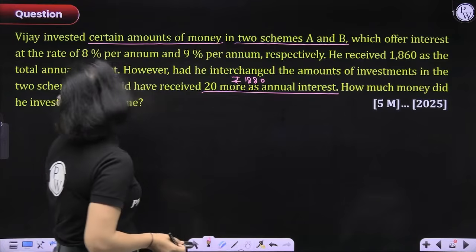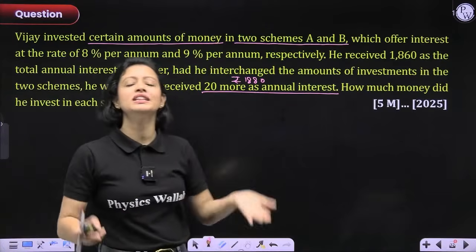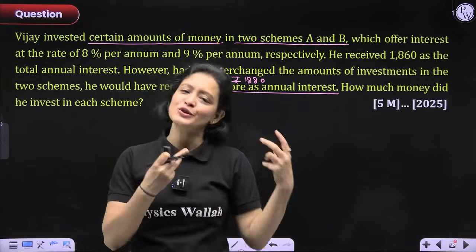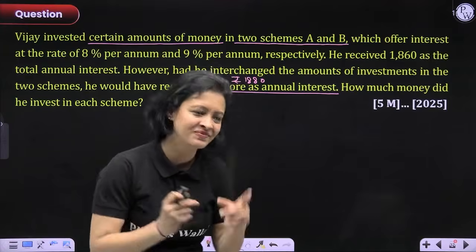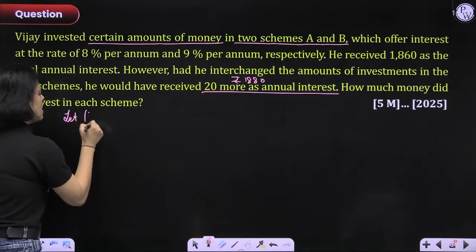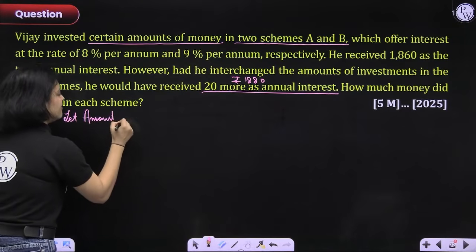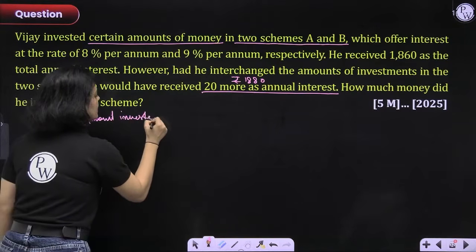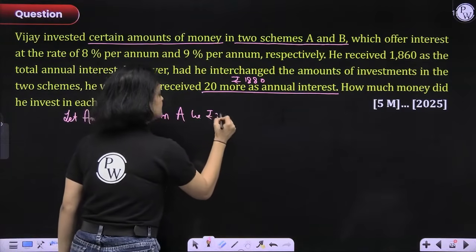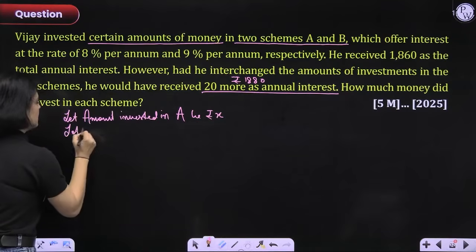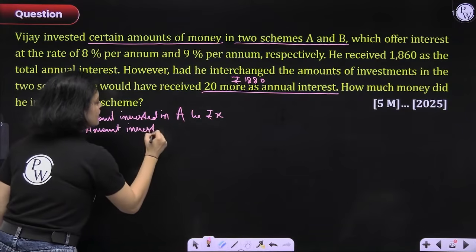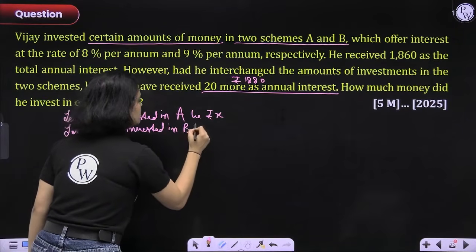How much money did he invest in each scheme? They are asking you the amount of money invested in each scheme. That means these are the unknown quantities you have to find. So let's set them as x and y respectively. Okay? Chalo, let's write it down, everyone. Let amount invested in scheme A be x rupees. Okay, everyone? Now, let amount invested in B scheme be y rupees.